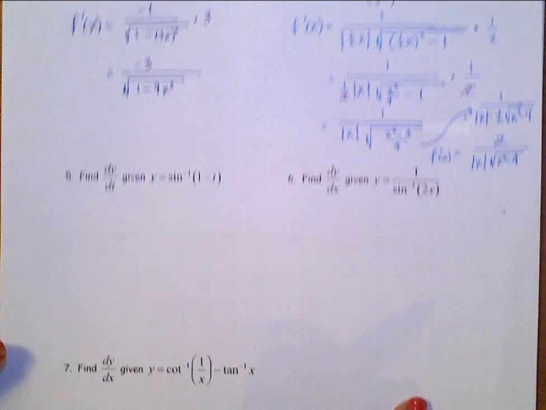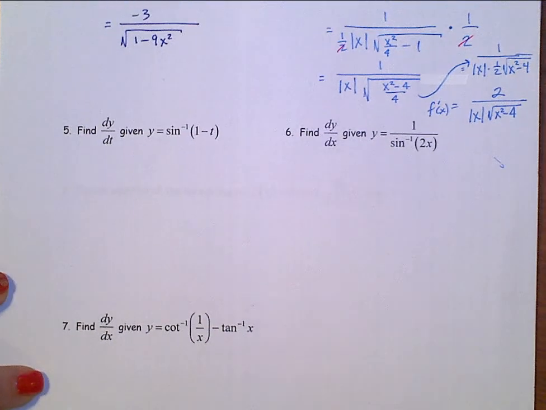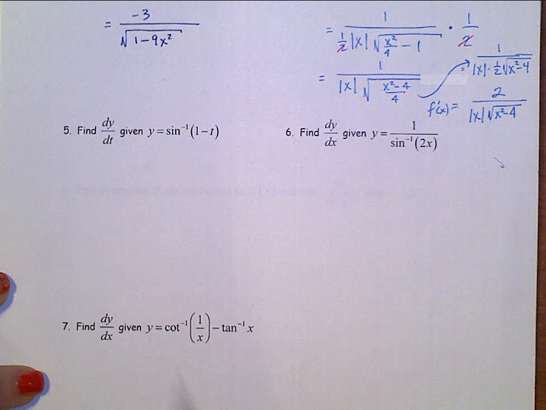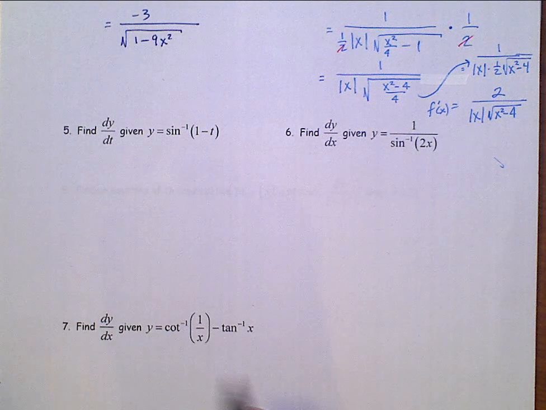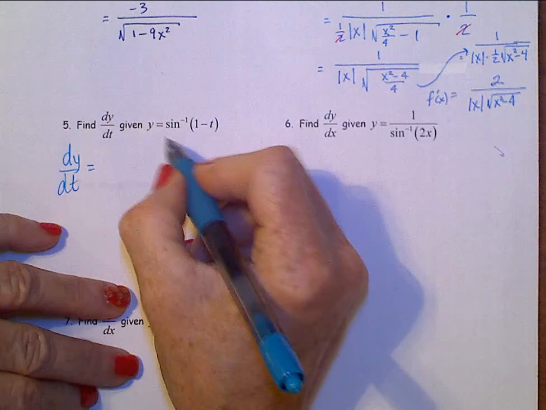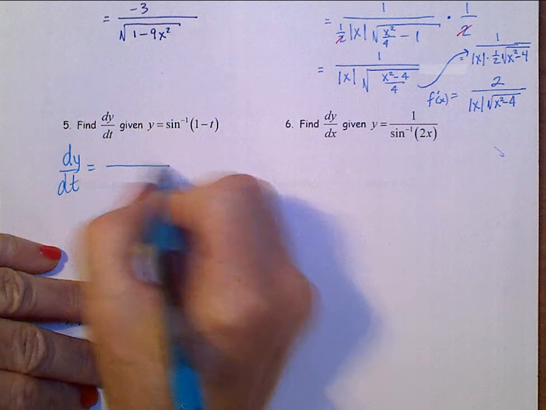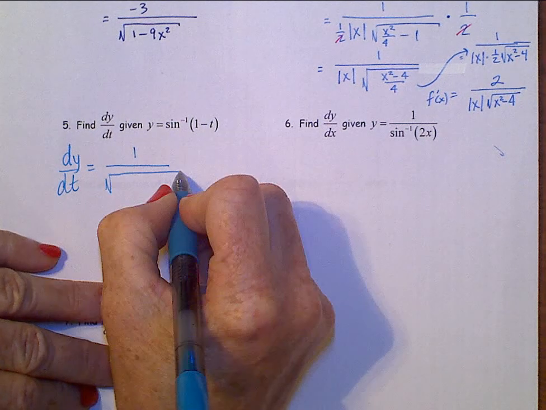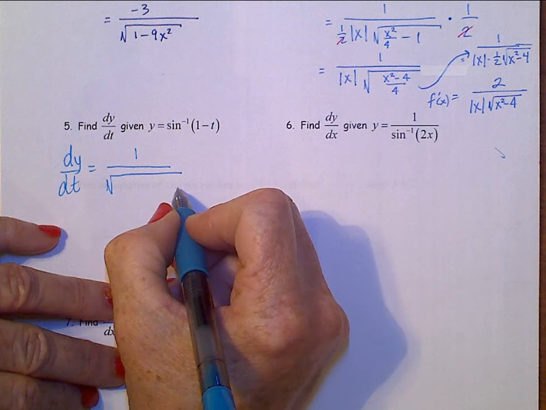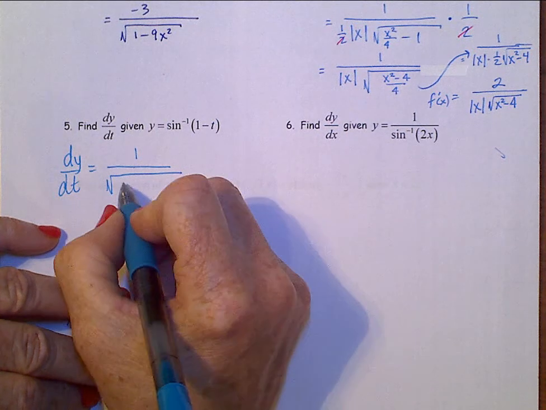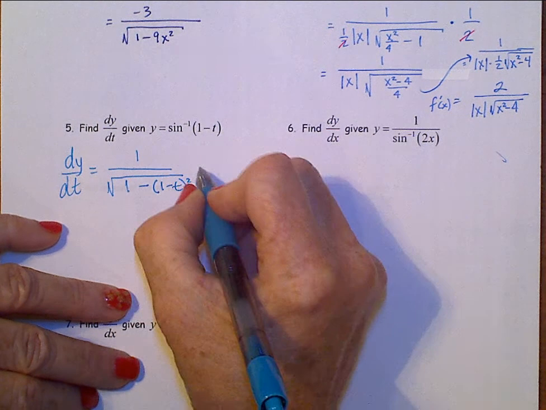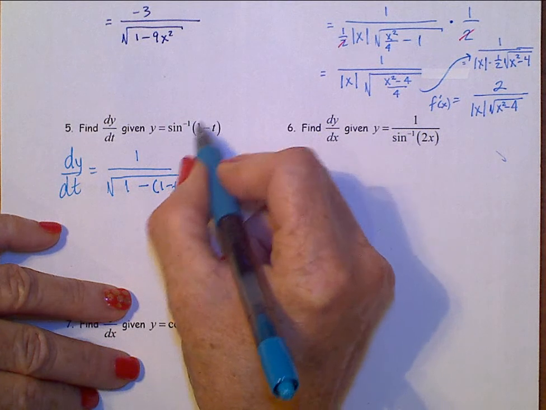Okay, look at this next one. Find dy dt given y is inverse sine of the quantity 1 minus t. Let's just start doing that derivative. Dy dt, inverse sine first, and that's 1 over big square root. And then is it u squared minus 1 or 1 minus u squared? 1 minus u squared, so 1 minus a 1 minus t quantity squared times the derivative of the inside, which is negative 1.